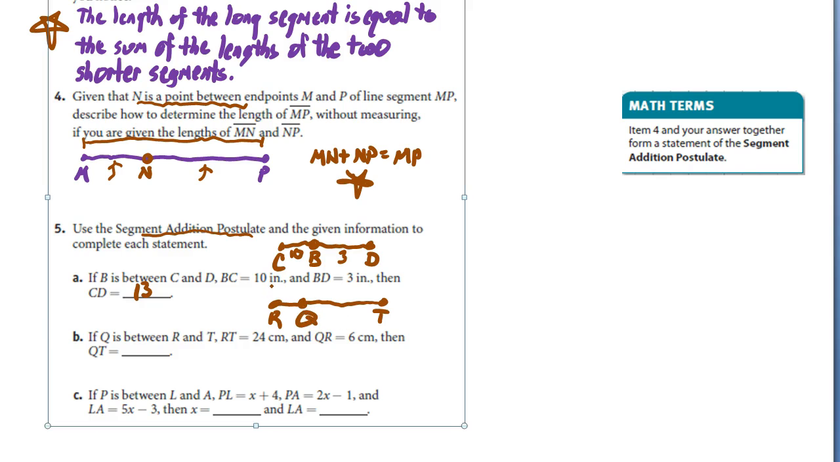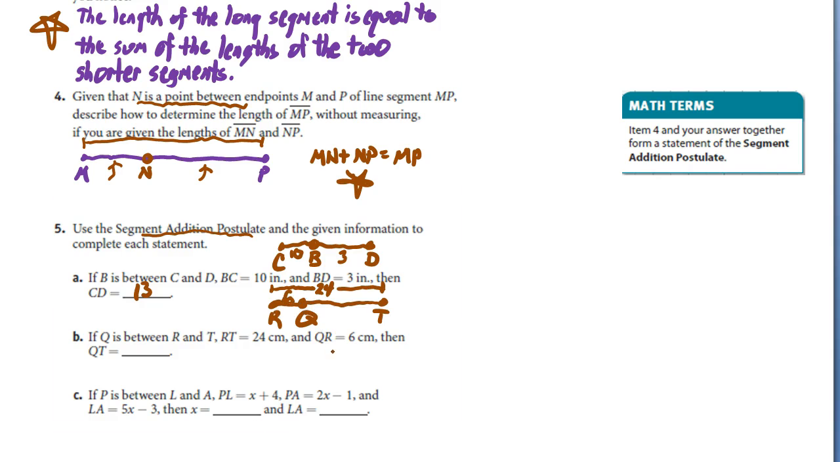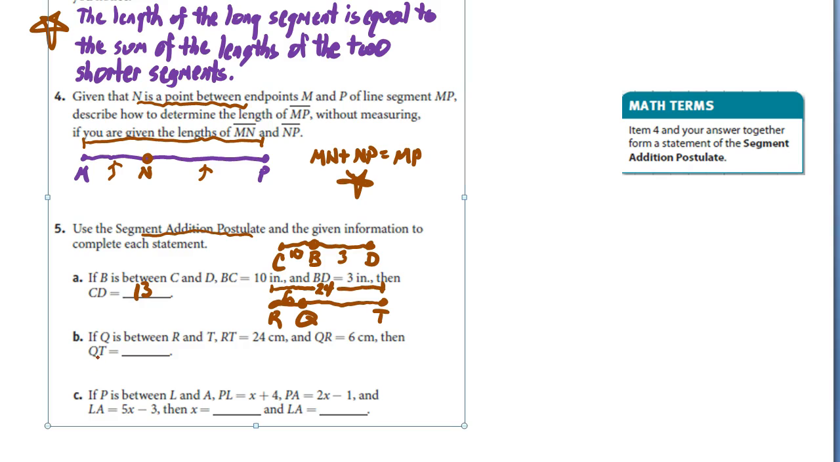So this whole distance, all the way across, is 24. And just from R to Q, that's 6. Okay, what we're asked is, what's length QT? Do you see how this sketch will help us find from Q to T? 6 plus some length is a total of 24, and so that length has to be 18.